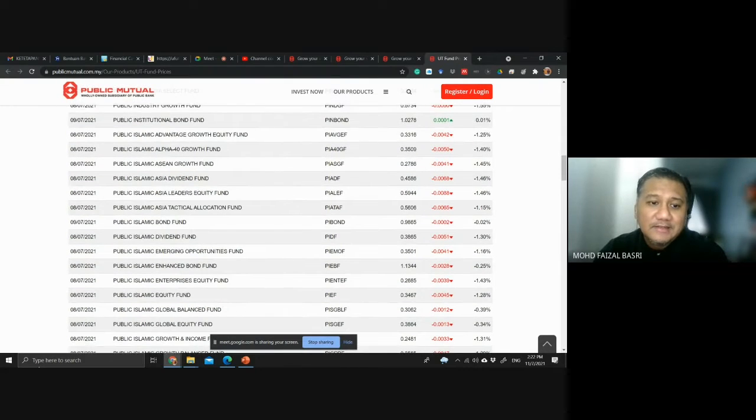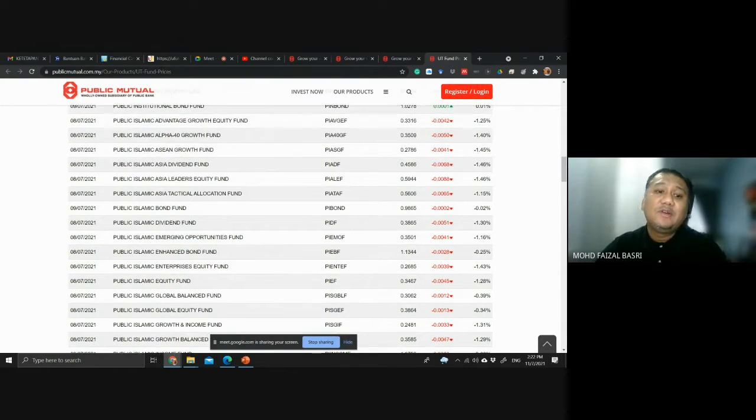Okay, so nama fund tu akan represent the types. Okay, cuma kalau nak tengok in details, you kena go through one by one lah. Okay, tengok satu, kalau balance ni dia selalunya combine between fixed dengan equity contohnya. So salah satu kategori yang kita akan go through kejap lagi.